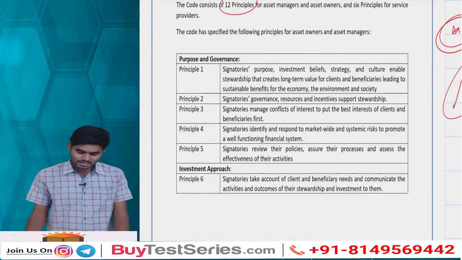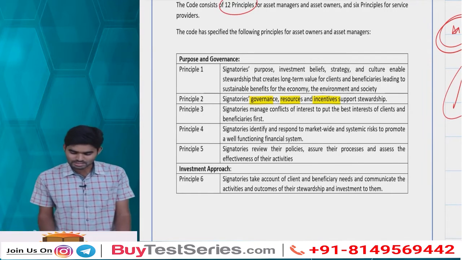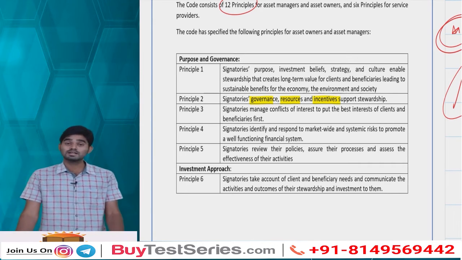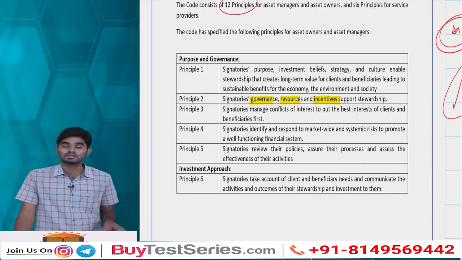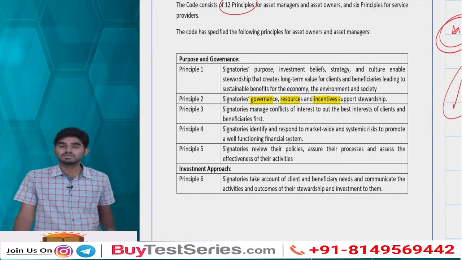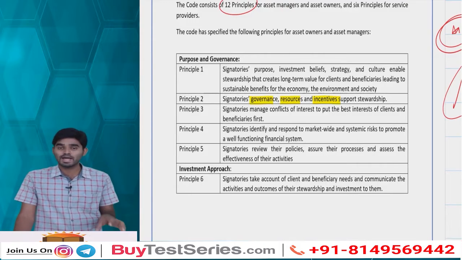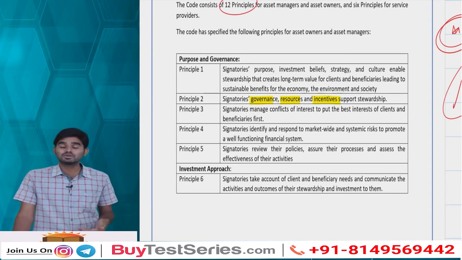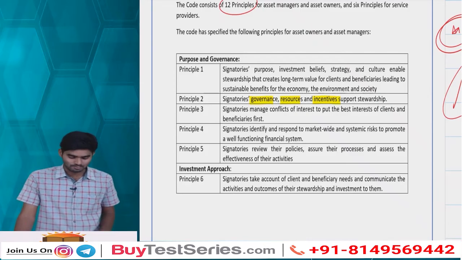Second one: signatories' governance, resources and incentives support stewardship. So what it says is, within yourself, what governance are you following so as to effectuate the stewardship duties? What are the resources and the incentives that you have so that you can implement the stewardship principles in the investment company and also in the investee company?